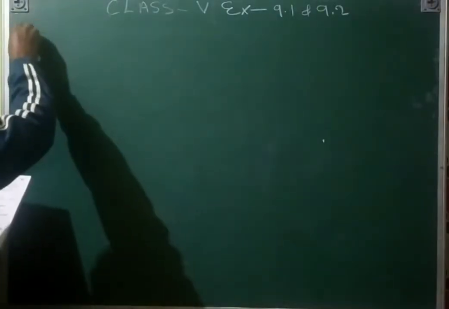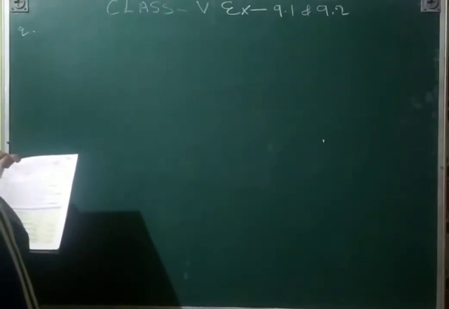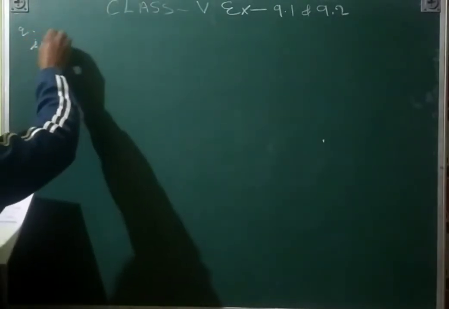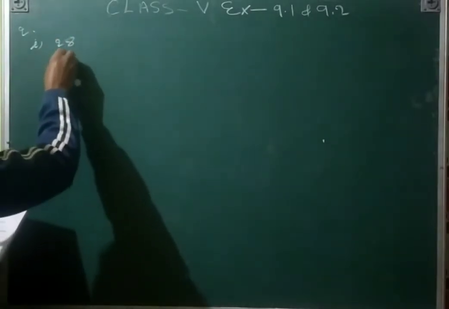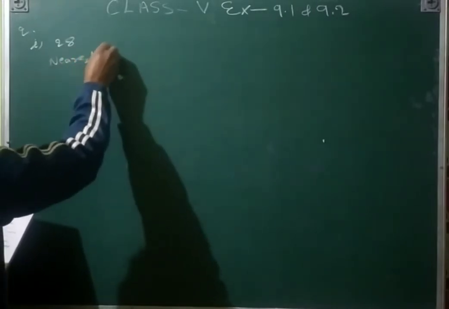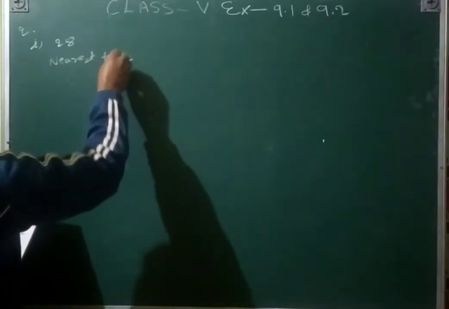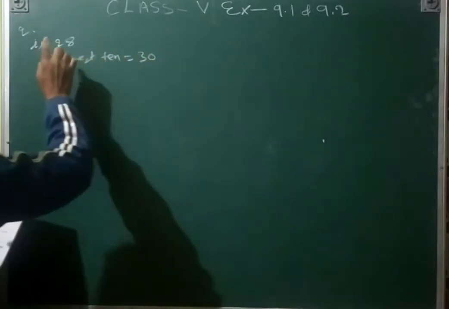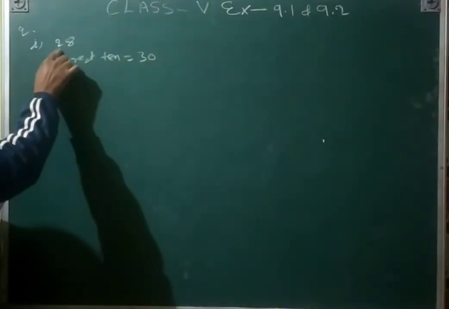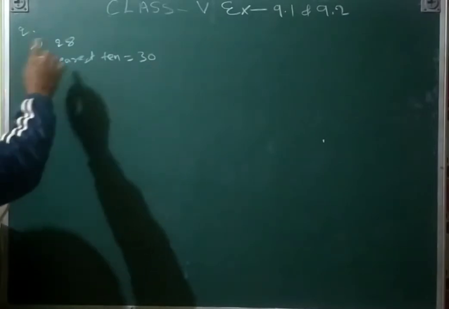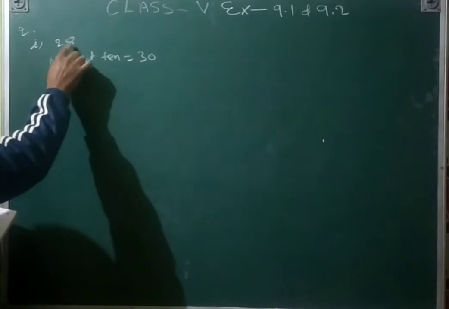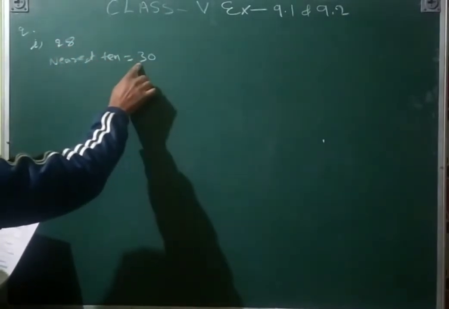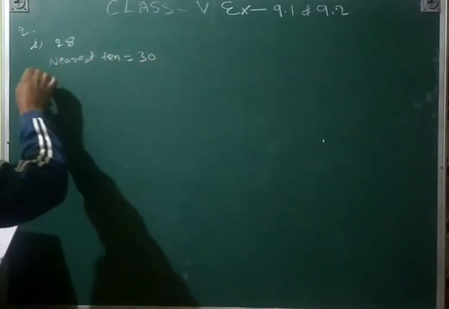Second question: round each of the following to the nearest 10. So the first is 28. Nearest 10 is 30. Nearest 10 means we look at the ones digit and make it 0. If you see 5, 6, 7, 8, 9 there, then you increase the tens digit and write 0 here. So this will be increased to 33 and then this is a 0.